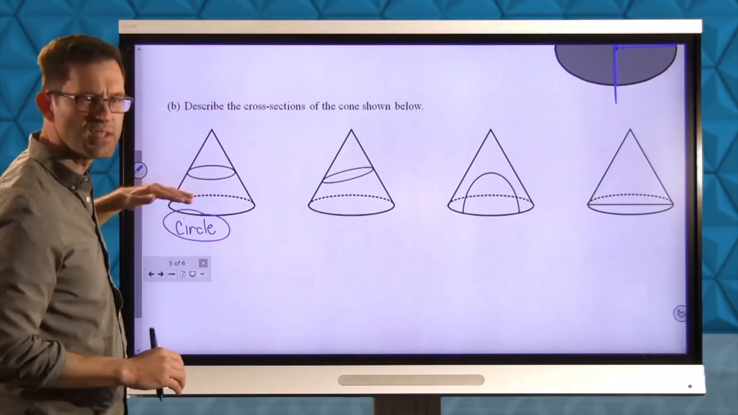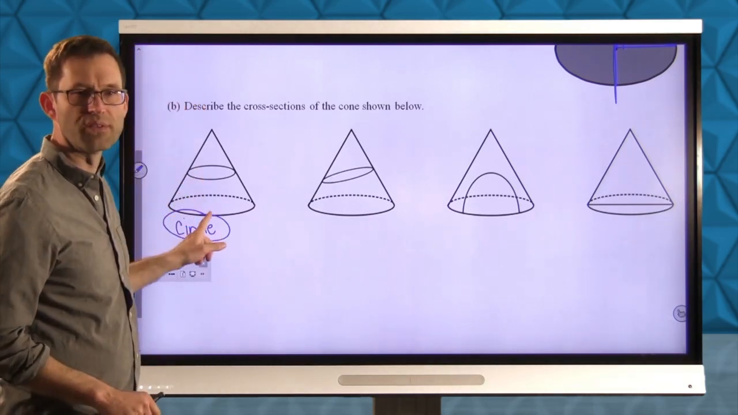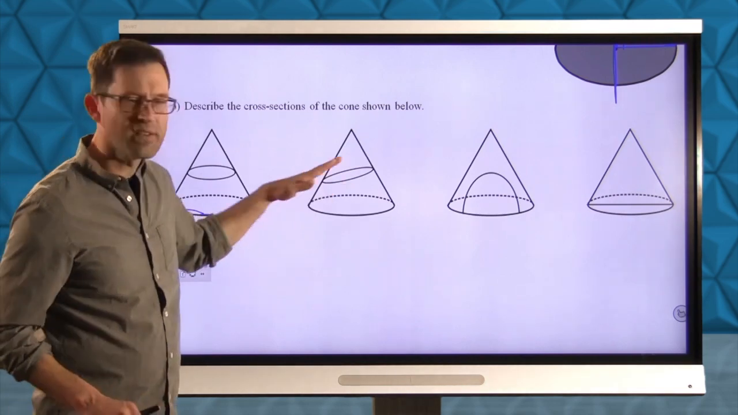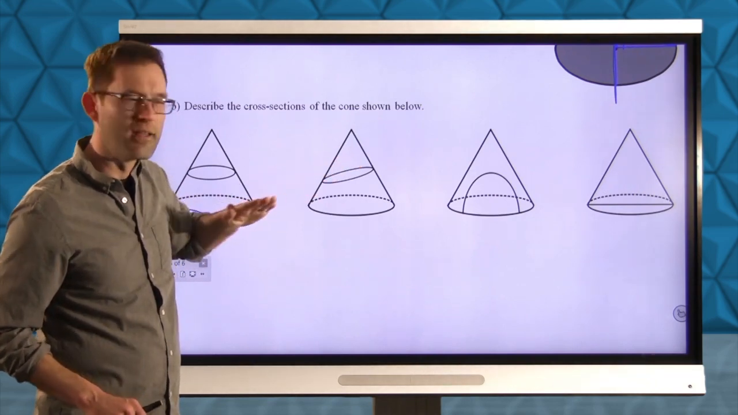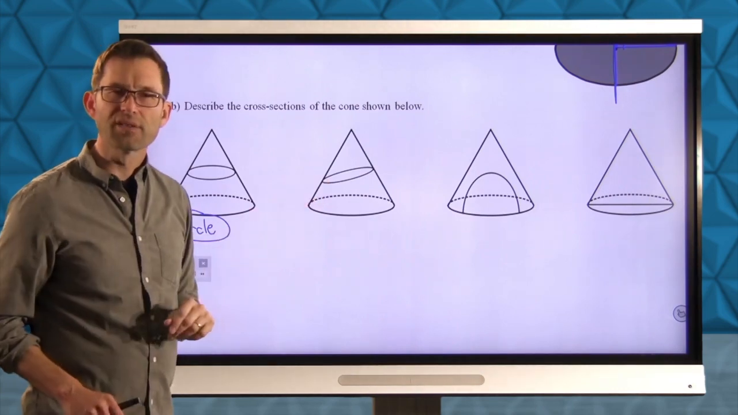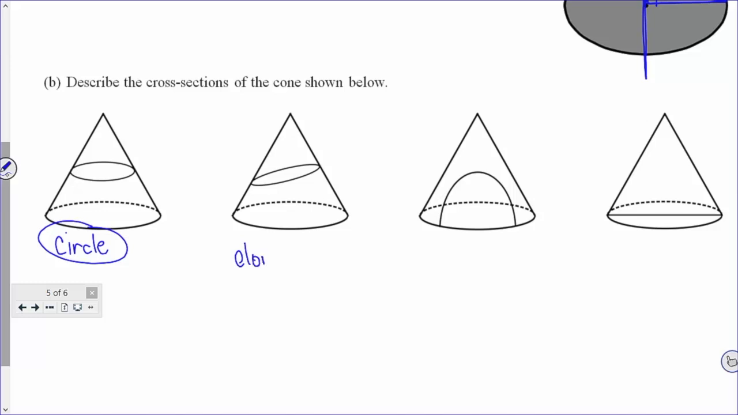If I slice it just like when I was slicing a pyramid, right, then I get a circle up here that's simply a smaller circle than the one down there. On the other hand, if I slice it, but I don't quite slice it horizontally, I slant my bread knife a little bit like this, it probably still looks kind of circular, but it's not. It's sort of an elongated circle.